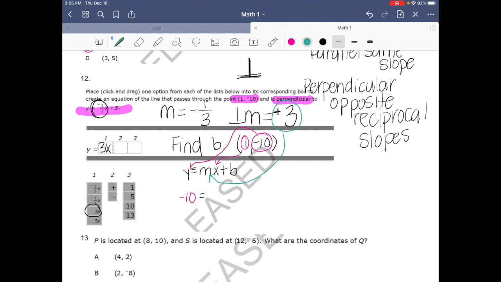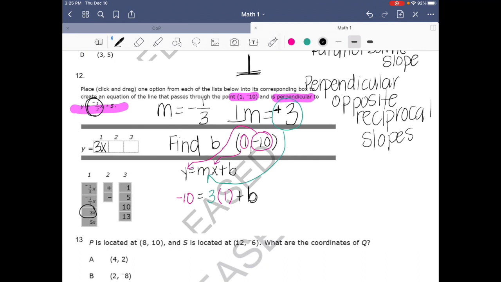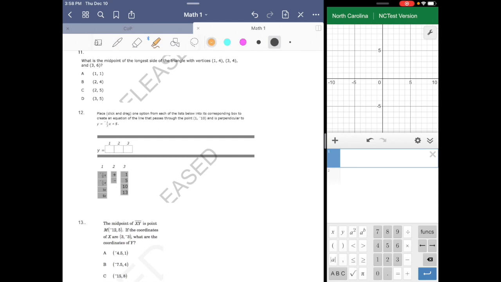So this is going to be negative 10 equals positive 3 times 1 plus b, because we're solving for b. That's what we want to find, that b value. All right, so this is going to be negative 10 equals 3 times 1 is 3 plus b. And then we're going to subtract 3 to solve. So b is going to equal negative 13. So we're going to bring the negative over and the 13 over. And there's my answer.